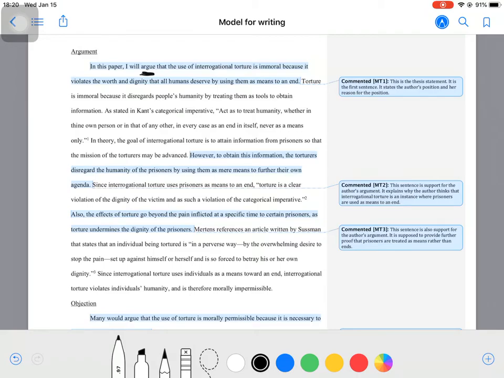And then it says, in theory, the goal of interrogational torture is to attain information from prisoners so that the mission of tortures may be advanced. All of this stuff is background information of a sort. It's background information that the reader would need to know in order to understand some of the technical nuances of the paper. For example, if the categorical imperative is playing a big role in this author's understanding of dignity, well, we're going to want the readers to know what the categorical imperative is. We also are going to want to know what is interrogational torture.